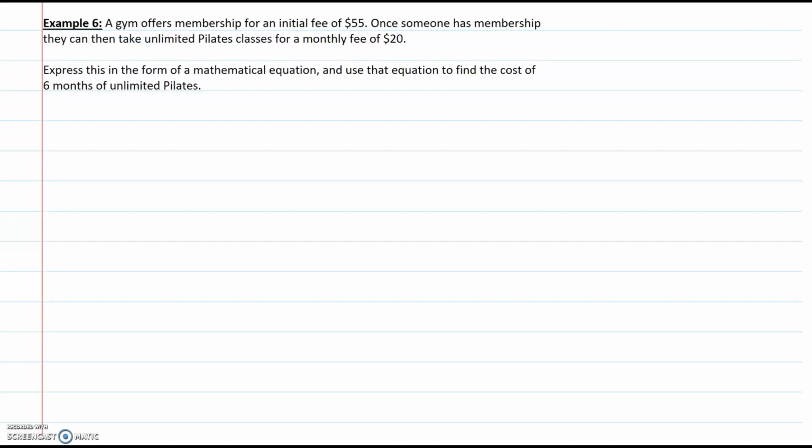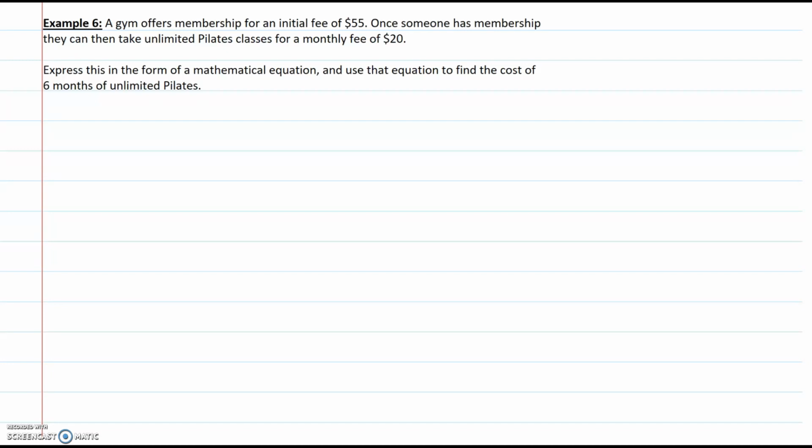Alright, a gym offers membership for an initial fee of $55. Once someone has membership, they can then take unlimited Pilates classes for a monthly fee of $20. Express this in the form of a mathematical equation and use that equation to find the cost of 6 months of unlimited Pilates.